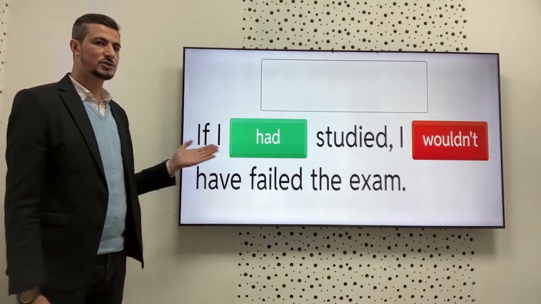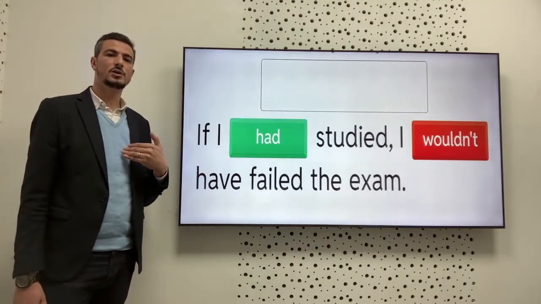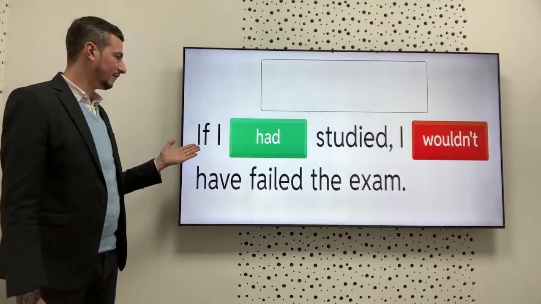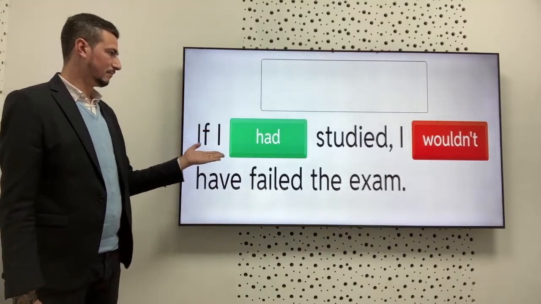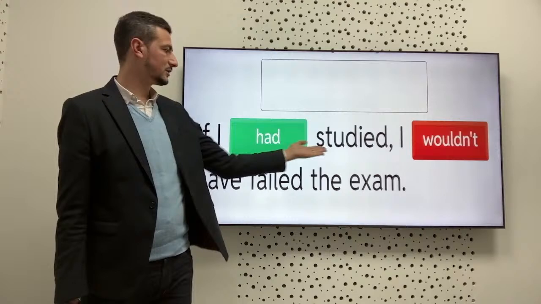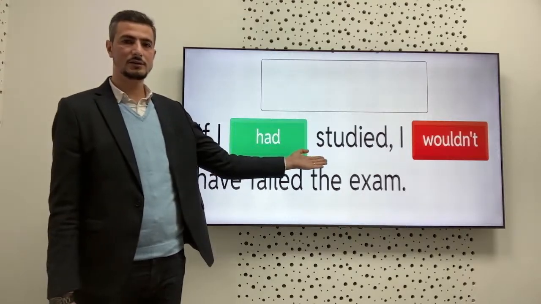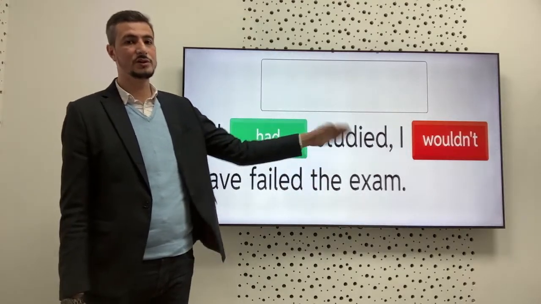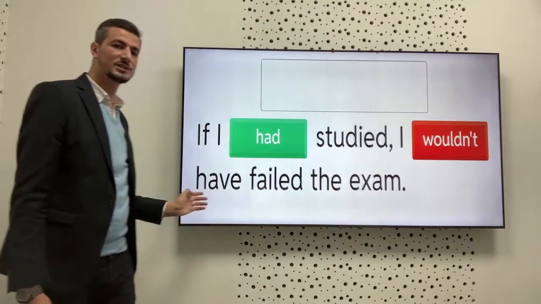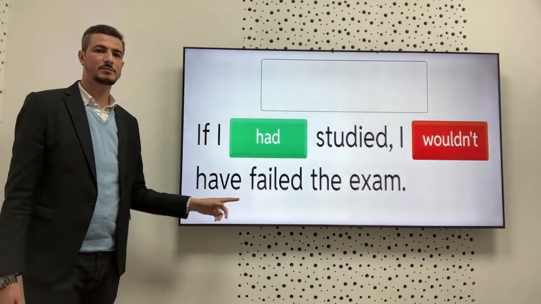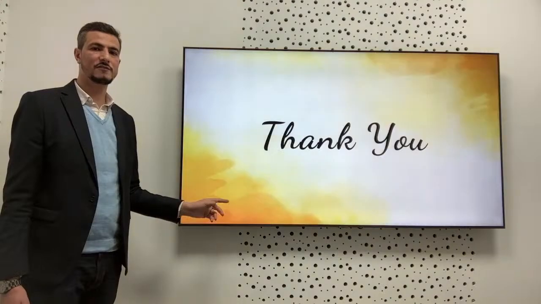Let's match this to the structure we've already learned in third conditional. If plus past perfect, had studied, plus, and the result you have would have or wouldn't have plus past participle. So it wouldn't have failed.